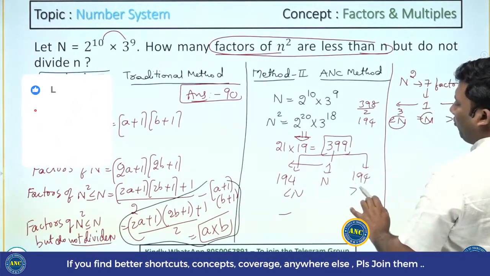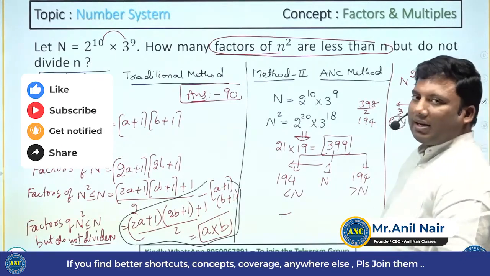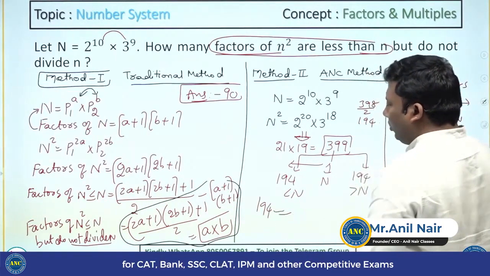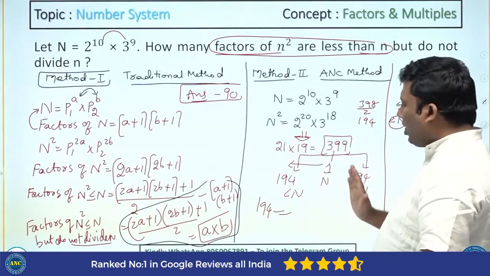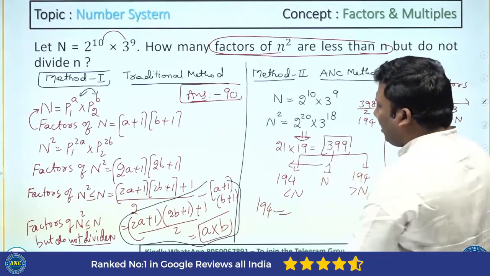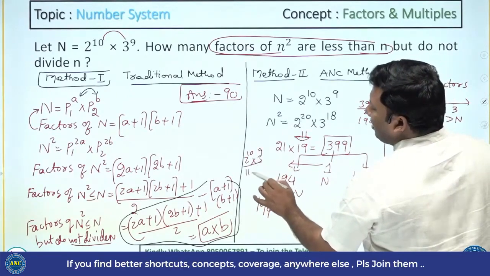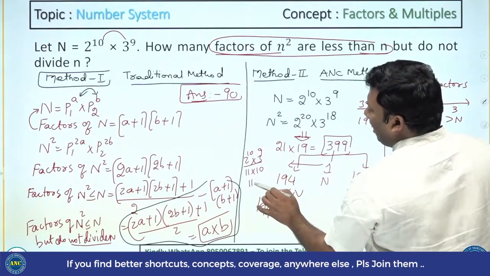Are you all with me? 194 will be greater than n. So 194 minus... 194 factors. How many are factors less than n? 2 power 10 into 3 power 9. How many factors are there? 11 tens are 110.